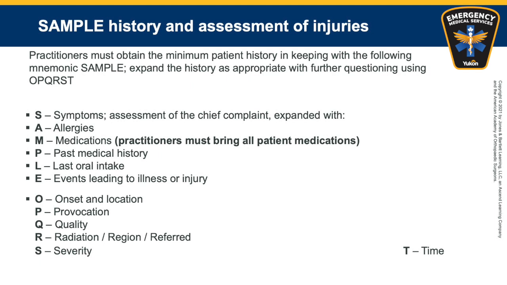Radiation or referred: so does the pain or feeling go anywhere? Or is it located in one specific spot? Or do you have an odd feeling somewhere else, like the left shoulder or something like that? And then severity: how bad is it on a scale of 0 to 10? And remember that is subjective. It's not an objective measurement. It allows you to get a trend for any interventions that you do, if it's making it better or worse.